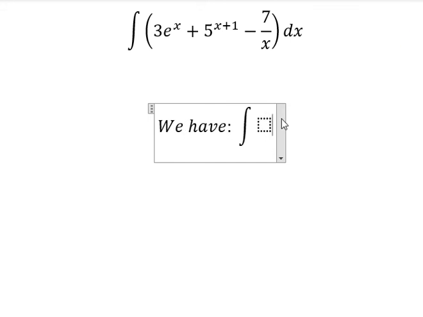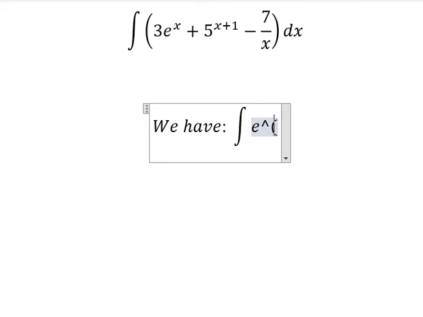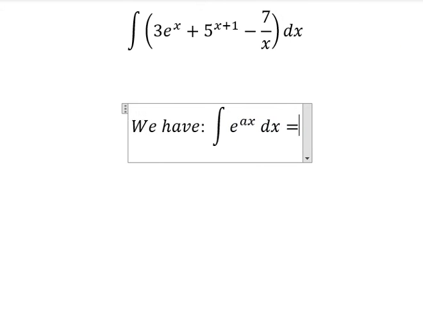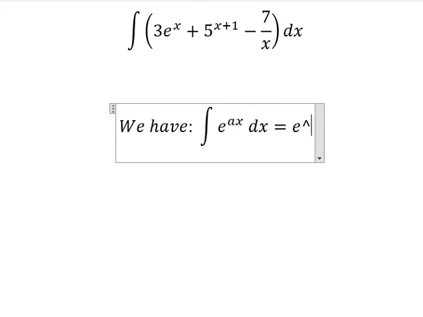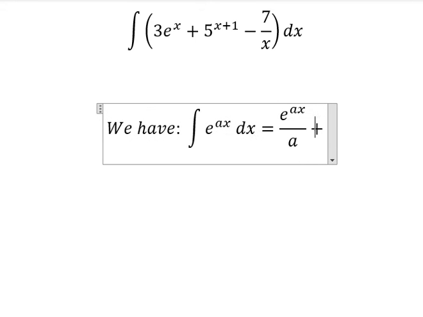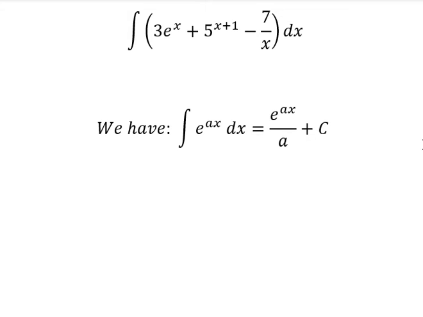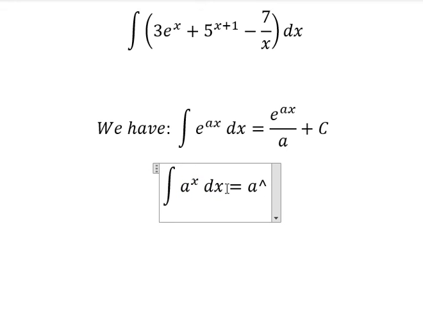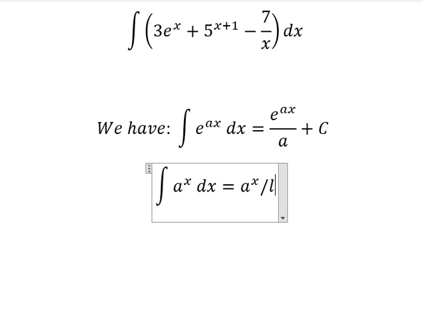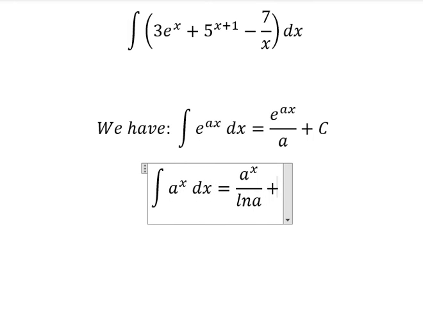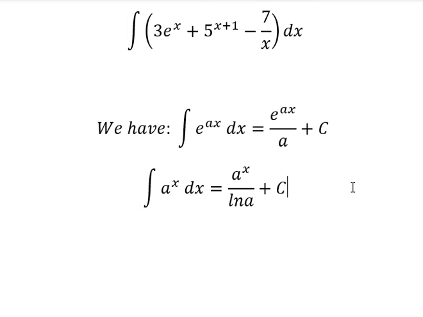The integration of e to the power of as ds. We have e to the power of as over a, and I will put plus c. The second one, the integration of a to the power of s ds. We have a to the power of s over ln a, and I will put plus c.